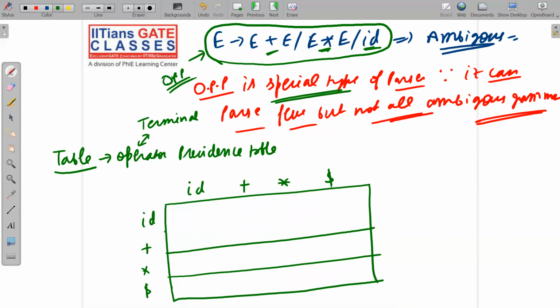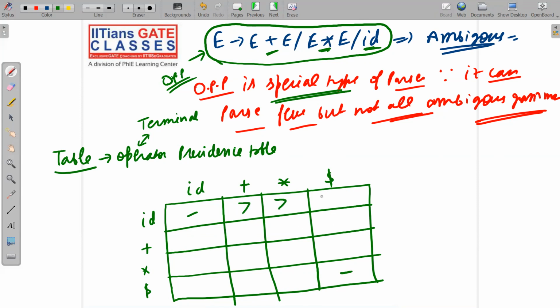Okay, we will make this table. So how will we make it? First rule is ID and ID cannot be matched, so here we will apply a dash. Similarly, dollar and dollar cannot be matched, so here we will apply a dash. ID has the highest precedence, so this will be the case. Here also we have ID, so ID is having more precedence. Similarly, dollar is having the least precedence. So here we will show like this, and here we will show like this.